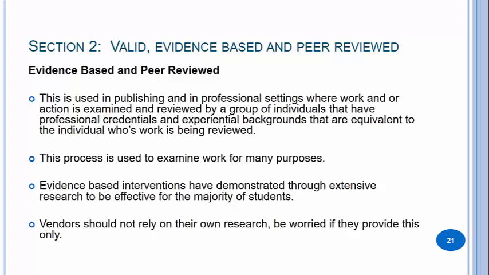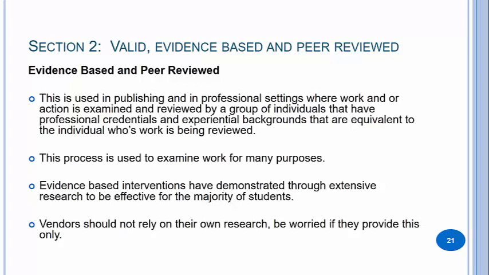Evidence-based and peer-reviewed is kind of the way that researchers look at information. They want to make sure that there's evidence to support the intervention. We want to make sure that it's reviewed by their peers so that it's not just one vendor doing studies on themselves and saying, yes, in fact, my product works. We want to make sure that vendors are having outside researchers look at their product and make sure that there is evidence that it works.